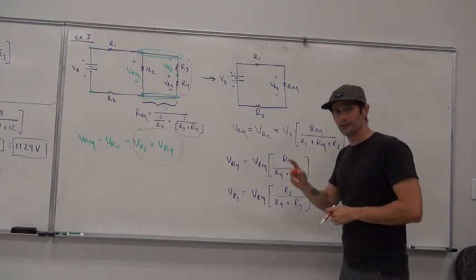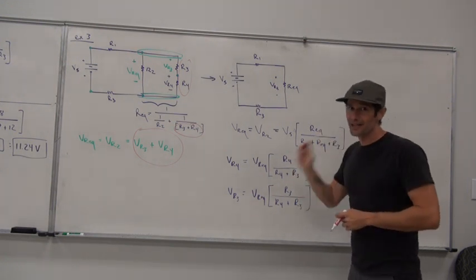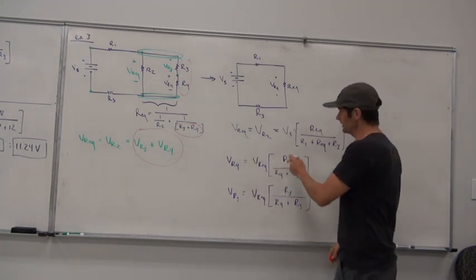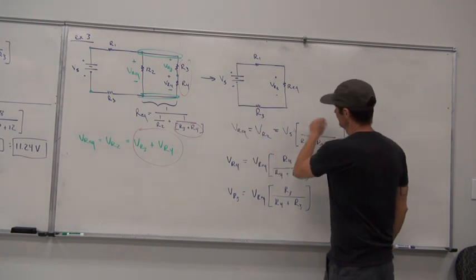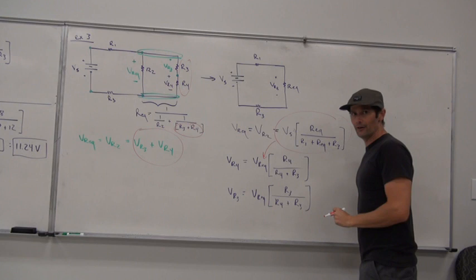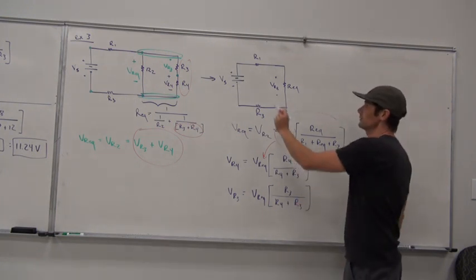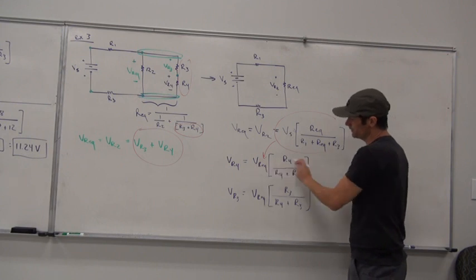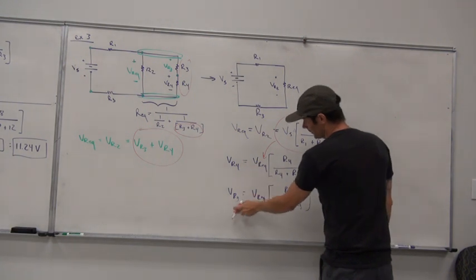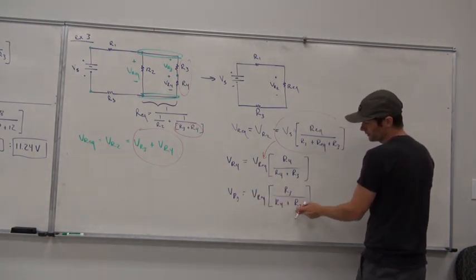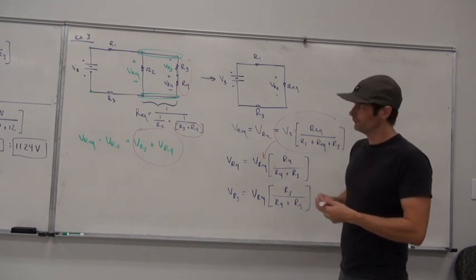Then that voltage then divides again, and we can find that for R4 and also for R3. So we take this voltage here, and that voltage that we find is now the new voltage that actually divides between R3 and R4. So VR4 is equal to VReq times R4 over R4 plus R3. VR3 is equal to VReq times R3 over R4 plus R3.